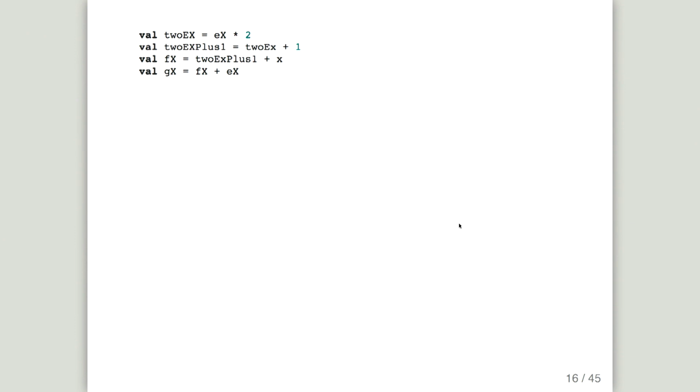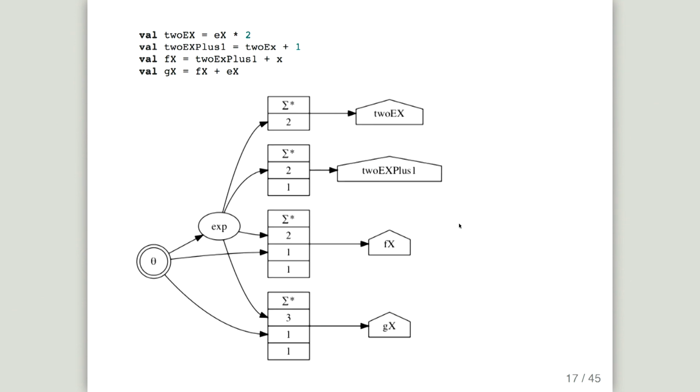So what does this look like? Here are a few examples of simple linear combinations. I've got my e to the x. I'm going to multiply it by 2. Then I'm going to add 1. Then I'm going to add in an x. And then I'm going to add in another e to the x. Let's see what that looks like. These are the nodes from top to bottom.